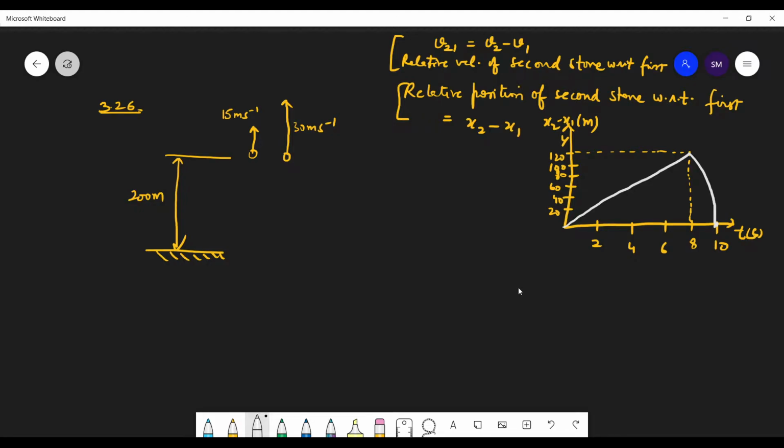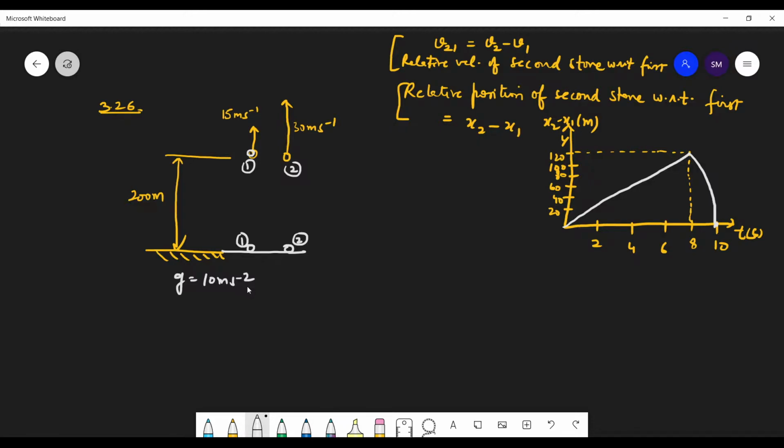And we have to neglect the air resistance and assume that the stones do not rebound after hitting. Means this stone will go up and then come down and remain on the earth. It's not going to hit the first stone, and this second stone will also go up and then come down and will lie on the ground. So both are not going to rebound. We have to take g equal to 10 meters per second square in this question.